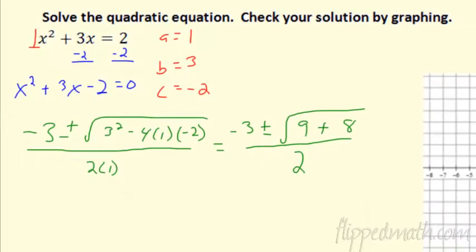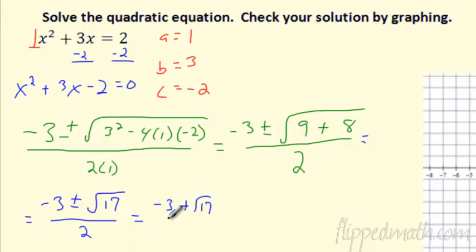So not bad. Let's break this down a little bit more. What is this going to equal here? I'm going to bring it down over here: negative 3 plus or minus the square root of 17, all over 2. Great. So what does that mean? This is fantastic. That is the answer. This means you've got negative 3 plus the square root of 17, all over 2, or negative 3 minus the square root of 17, all over 2. So those are my solutions here.